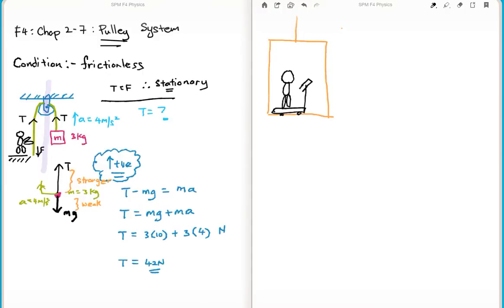Okay, okay. And what happened? The lift moves up. Okay. Lift system, what happened? It goes up. Okay, at constant velocity.